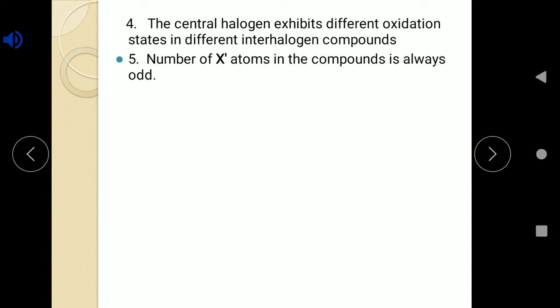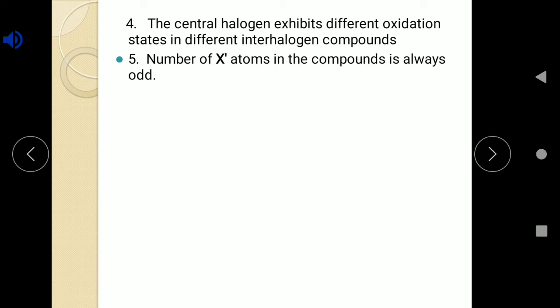Next, the number of X dash atoms in the compound is always odd. The total number of atoms in a compound is always even, but the X dash atoms in the compound are always odd. The reason is that all the halogen atoms have 7 electrons in the last shell, which means only one electron is needed to fulfill the outermost shell.